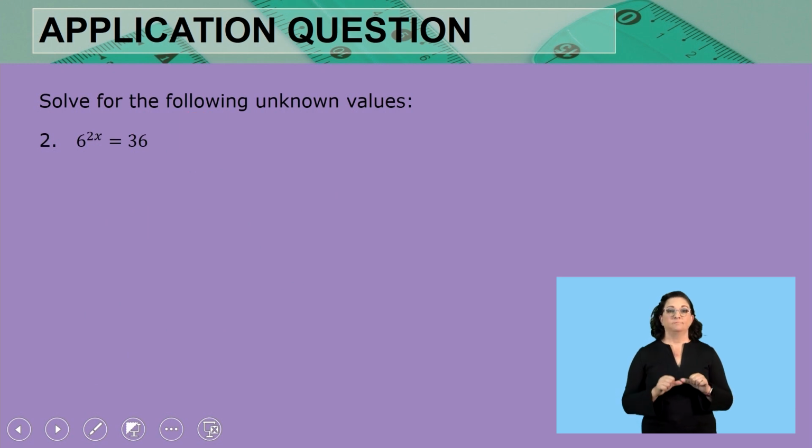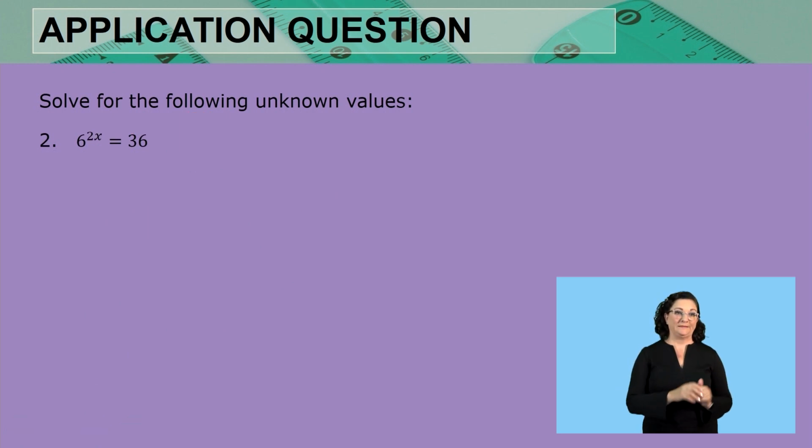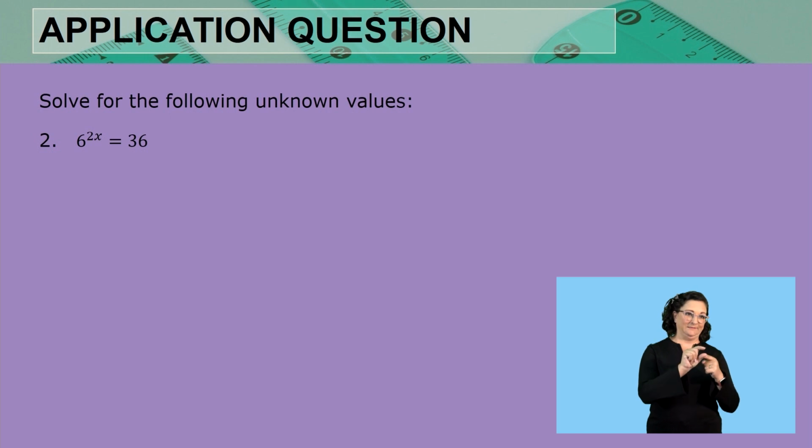Let's go on to the second one. Now we have here 6 exponent x, and that is equal to 36. So the first thing we're going to do is to write 36 in exponential form. And the best way to do this is, remember, 36 is 6 times 6, and that is 6 squared. Now, there are many ways to represent 36 in exponential form, but we were looking for the same base.